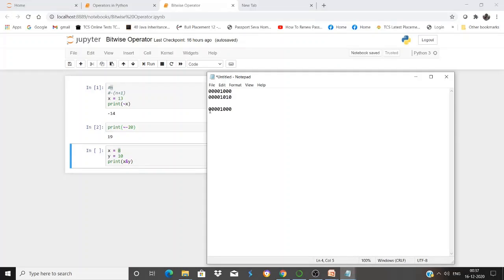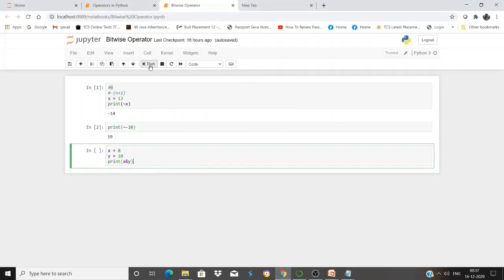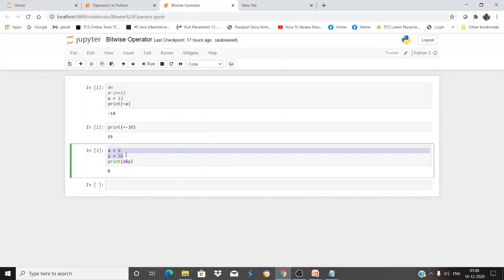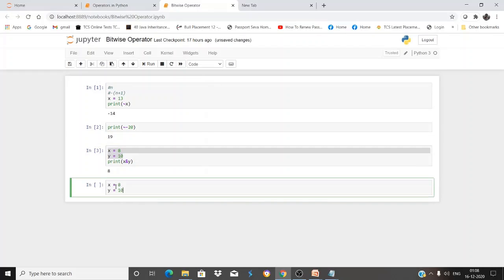So this will be the binary output of the bitwise AND operation. Now if we convert it to decimal, it will become 8 only, right? So let's run the cell and we get 8 as expected. The next operator is the bitwise OR operator, and we'll take the same values for the example of the bitwise OR operator as well.